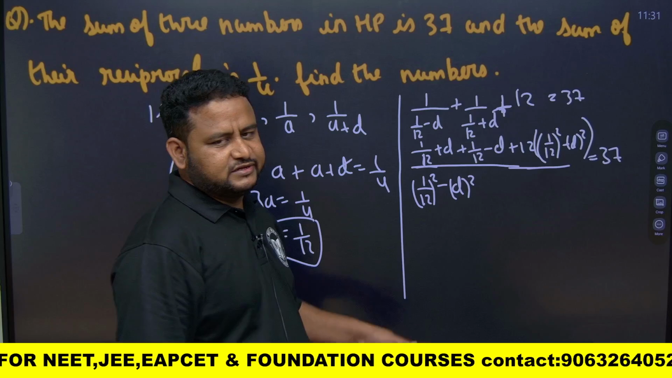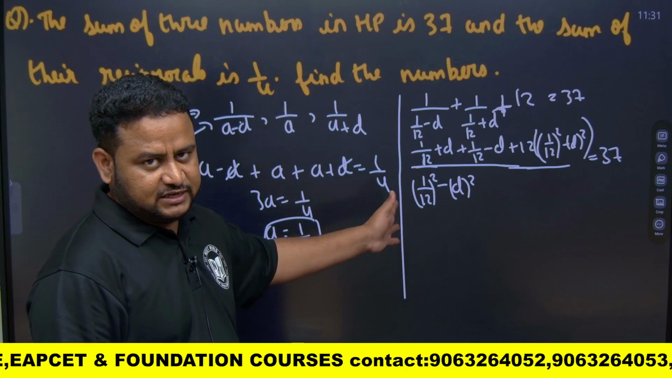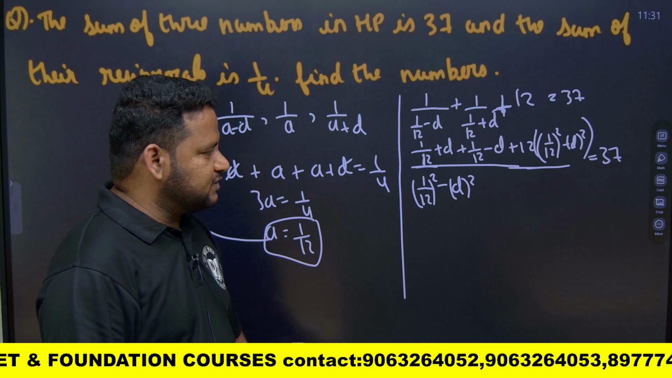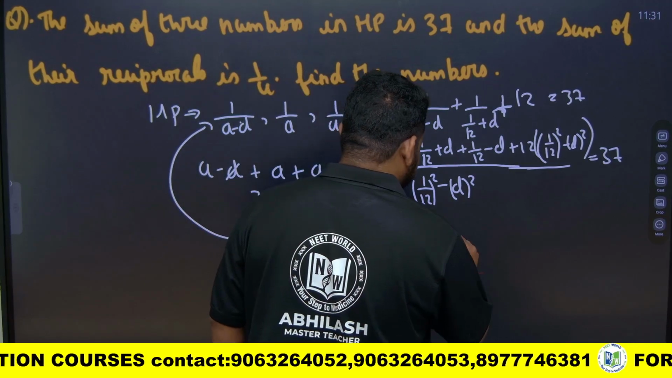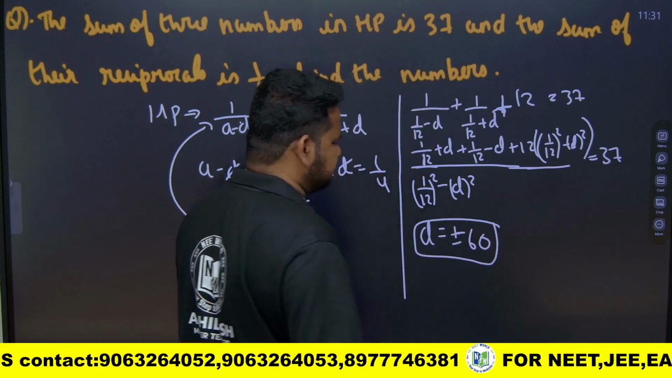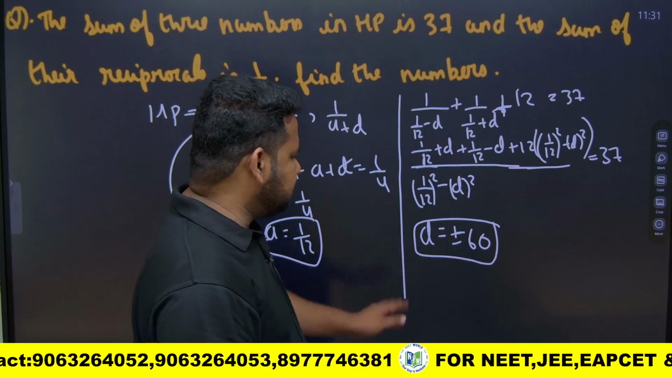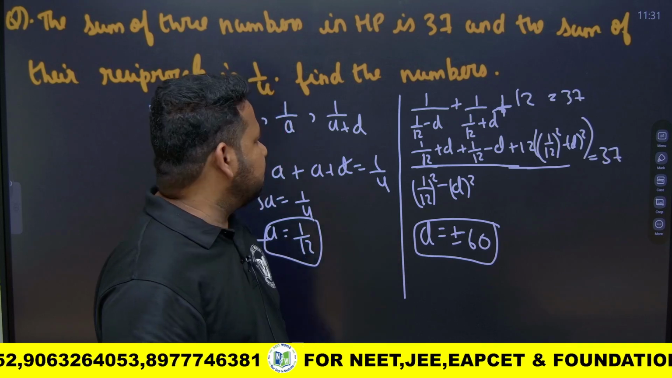Now you have to solve this by yourself. I am not going to give you every step for each of these questions, because it is calculative and there is no concept involved here. If you solve this, you will get D square as 3600 and D as plus or minus 60. Now if you put the value of D is equal to plus or minus 60, you will get the numbers.